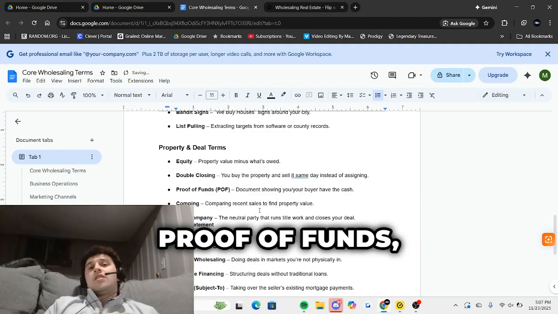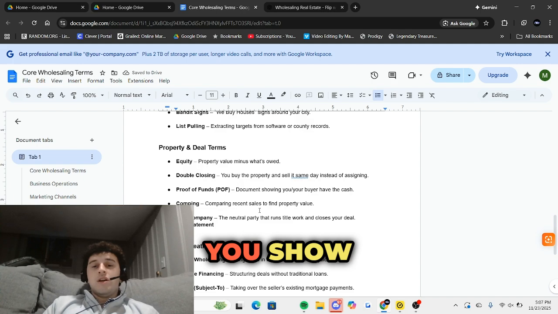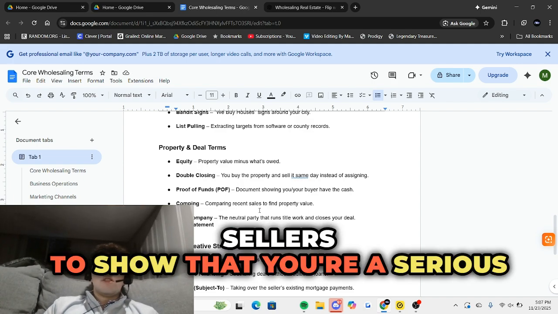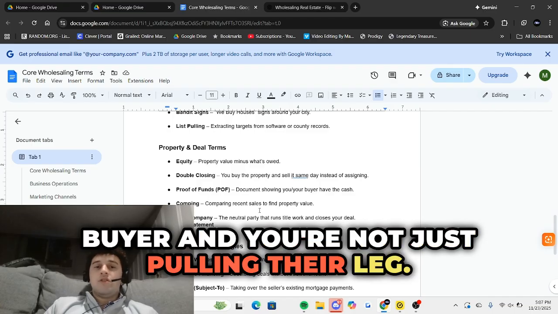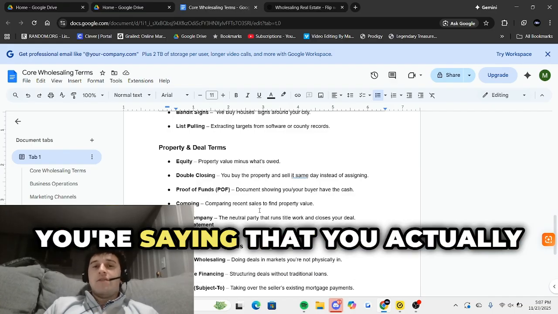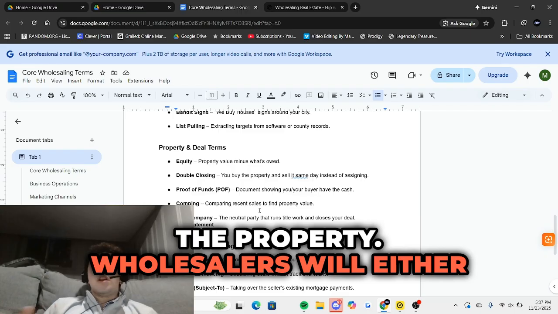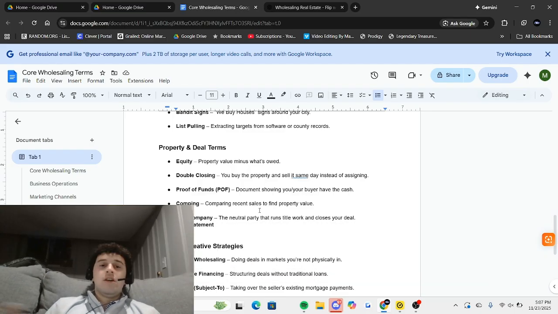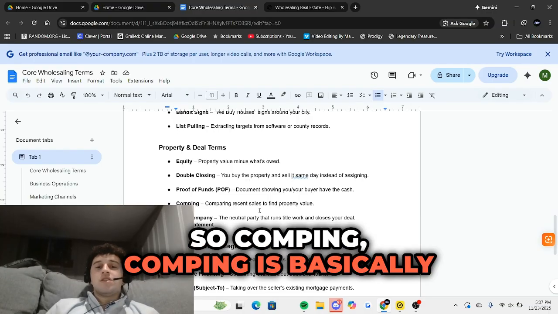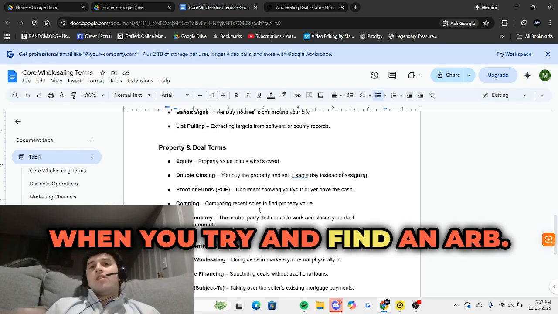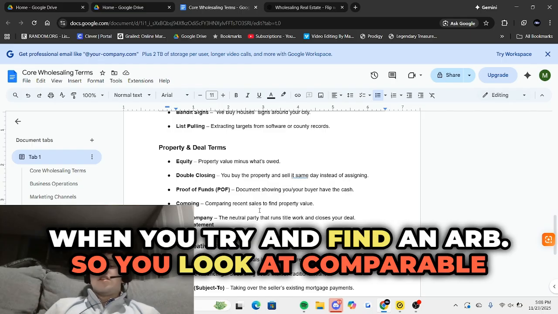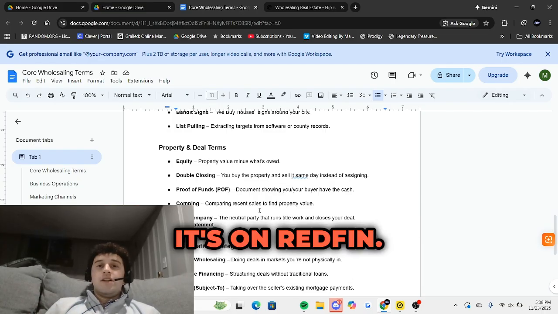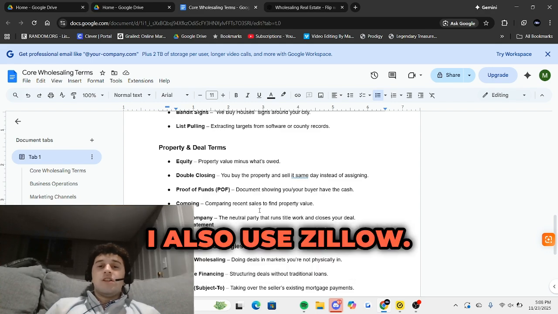Proof of funds, that's the document you show to sellers to show that you're a serious buyer and you're not just pulling their leg. You're saying that you actually have the funds to purchase the property. Wholesalers will either get their buyer's funds, or if they have enough funds, show their own funds. Comping is when you try to find the ARV. You look at comparable sales in the area. I have another video on this. I use Redfin, but I also use Zillow.